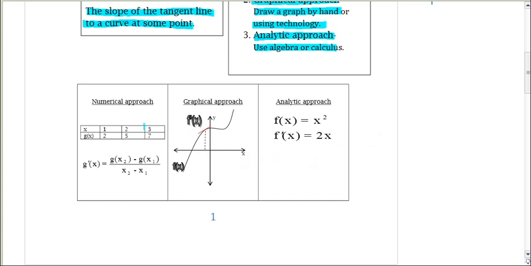Okay, so here's some examples. So numerical, using a table. Graphical, looking at the graph and finding the slope. And then analytic, actually using algebra 1 or calculus to figure it out.